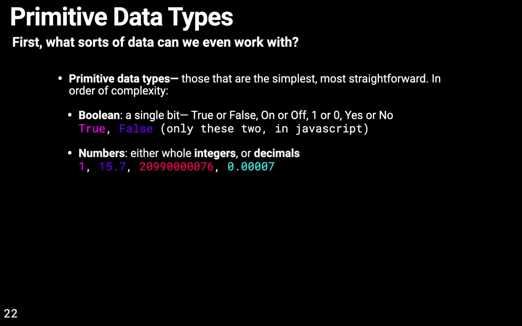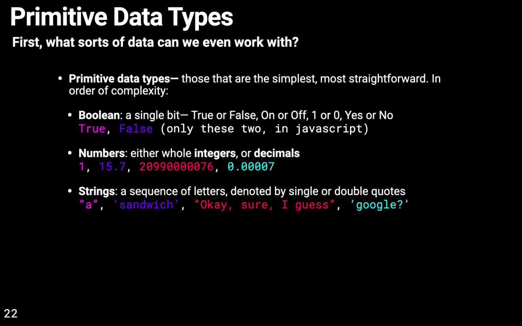Next data type available is numbers. These are our old friends, numbers. They're either whole integers or decimals. They're all considered roughly the same thing in JavaScript, so you don't have to be too careful with that. But it is important to know the difference. Integers are whole numbers and decimals are the rest.